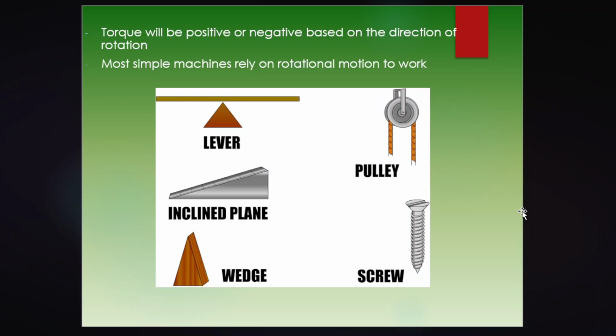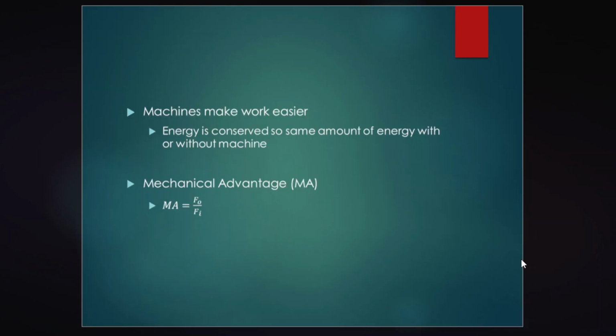Here you basically can go into a whole unit on simple machines and how they work. They're based on mechanical advantage, and lots of it is rotational motion to help us do work. Energy is conserved. So the biggest thing of all with simple machines is that the amount of energy is going to be the same with or without the machine. It's all about the mechanical advantage of your force output over your force input.